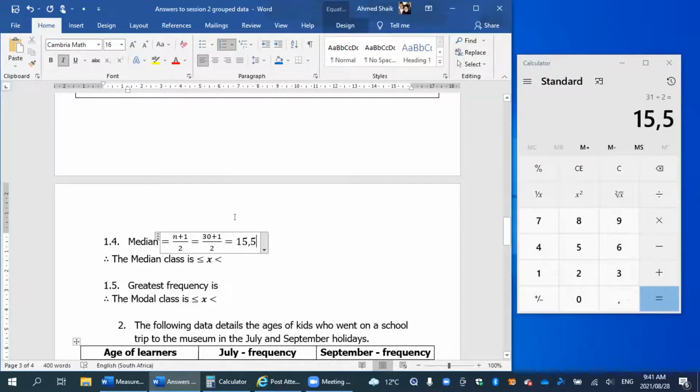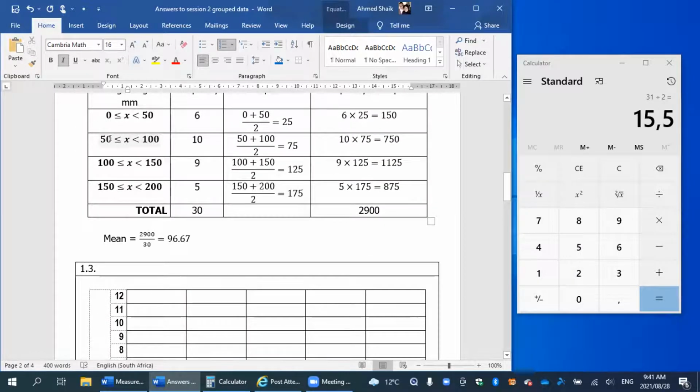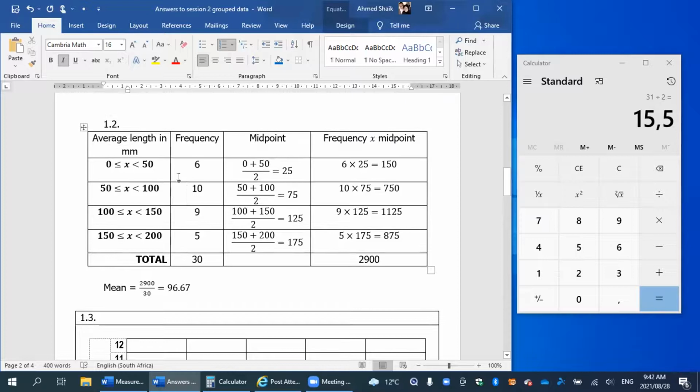That gives us an answer of 15.5. Now, in order for us to establish where the median is going to lie, or in which interval it's going to lie, we need to establish where 15 is going to be. Is it going to be in the first interval, the second interval, third interval, or fourth interval? So in order to establish that, we're going to add. Obviously, 15 is more than 6, so it's not going to be in the first interval, but 6 plus 10 is equal to 16, and 15 is less than 16. So it would have to be in the second interval.